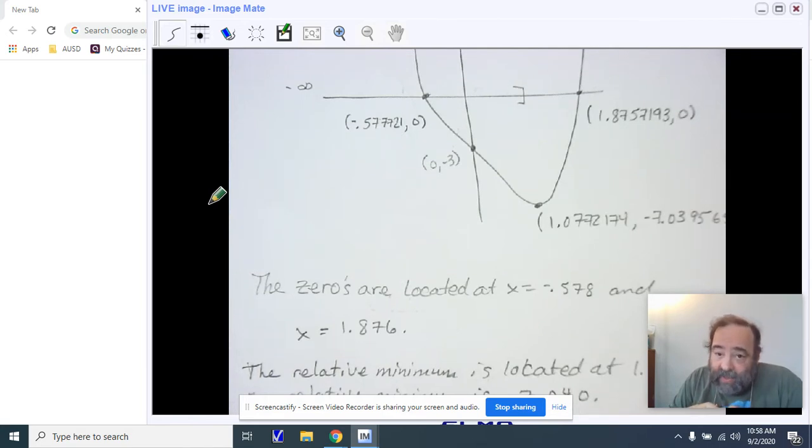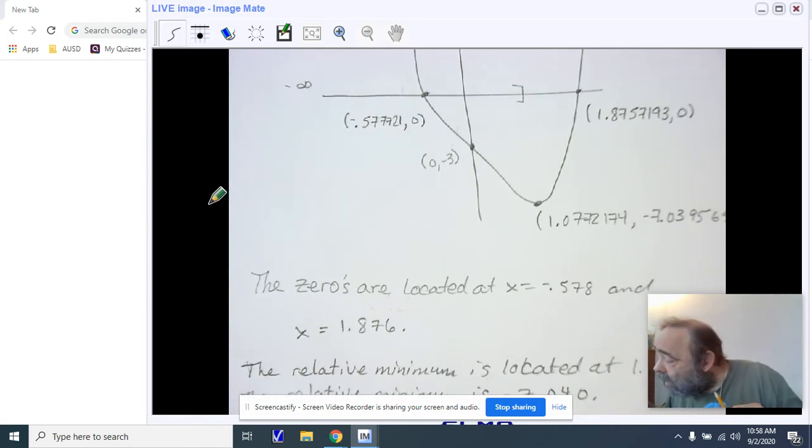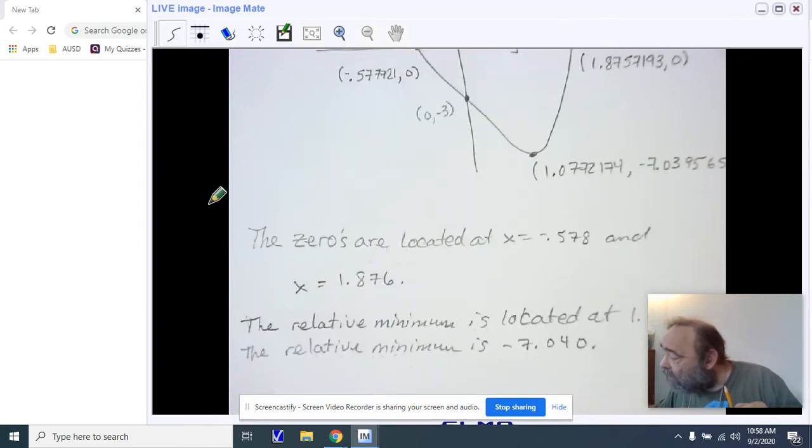Now, if they ask you to justify your answer, you want to describe the graph. So what's happening at these points? The curve is going through the x-axis. Done. We're then going to take the point, the relative minimum.